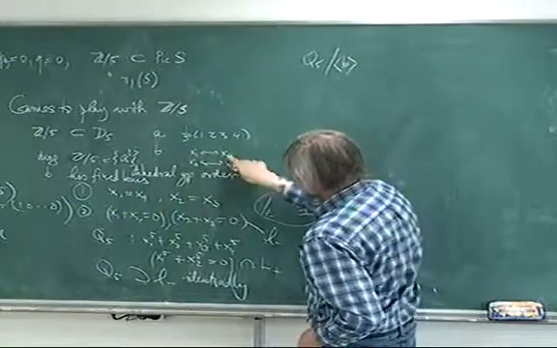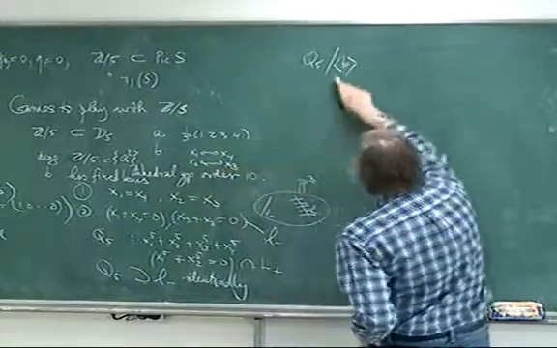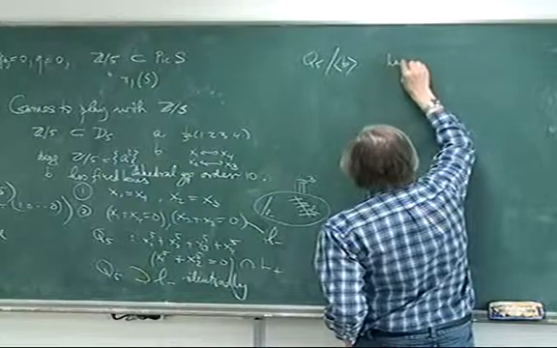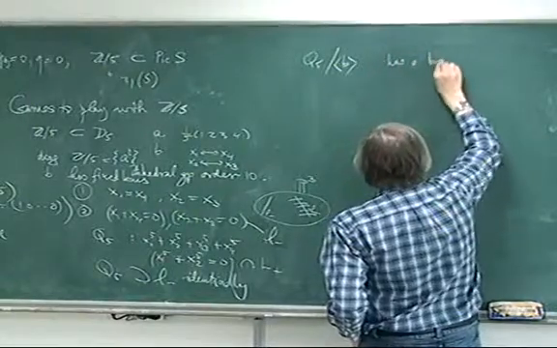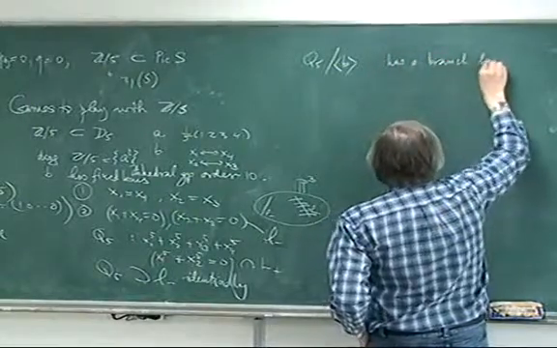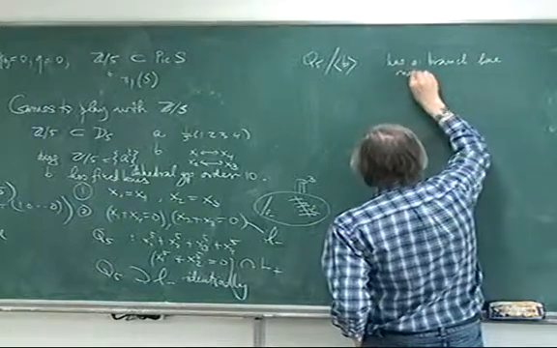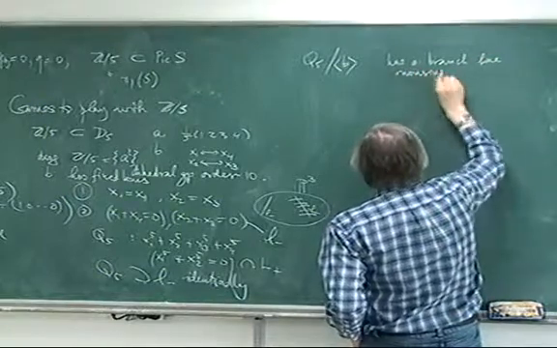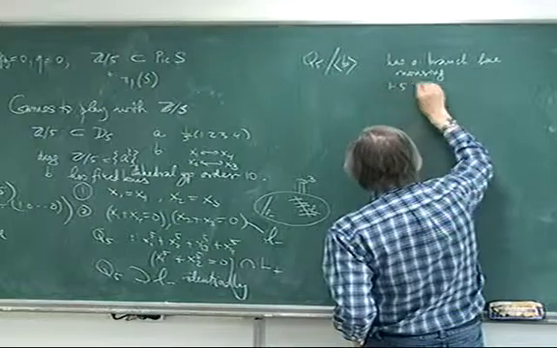B is a reflection in here. This has a branch line, which is non-singular, and then it has 5 singular points.